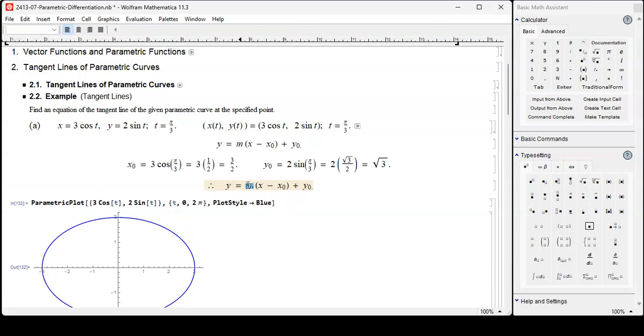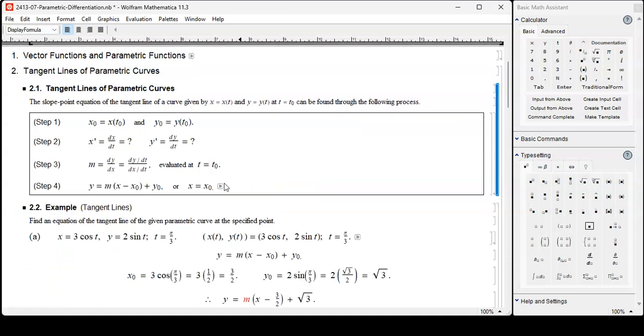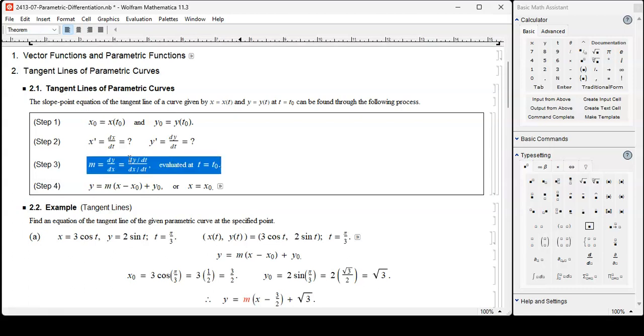So we don't know this yet, but this one we found out, 3/2, and that this one we found out, square root of 3. How do you find out the slope? Okay, now pay attention here, and then I'll take you back to this. Please remember this formula here, the slope formula. We need the slope point equation, all right? And slope is always the key.